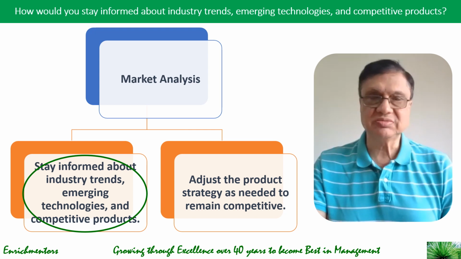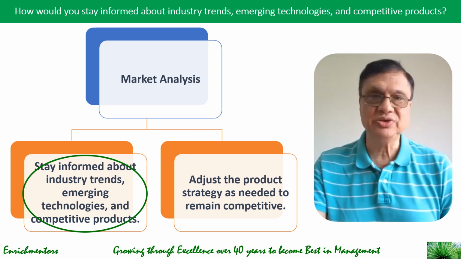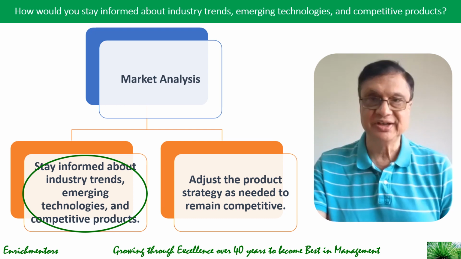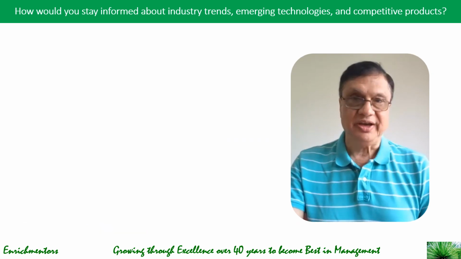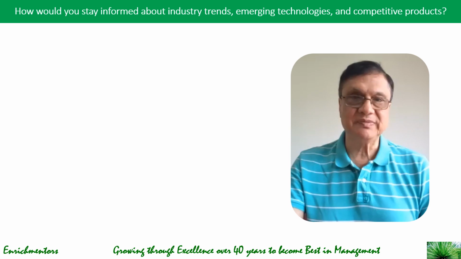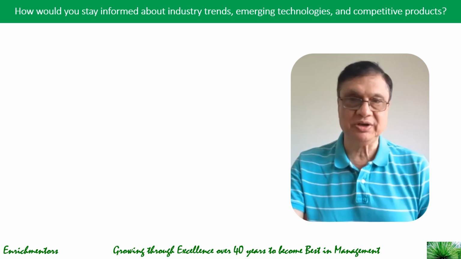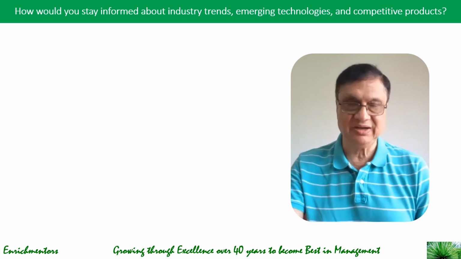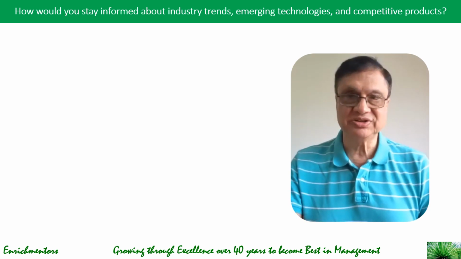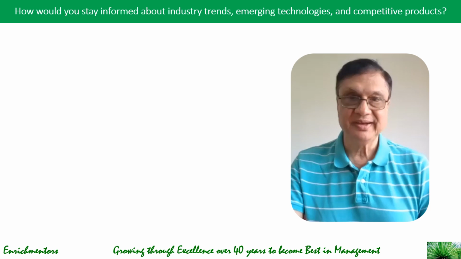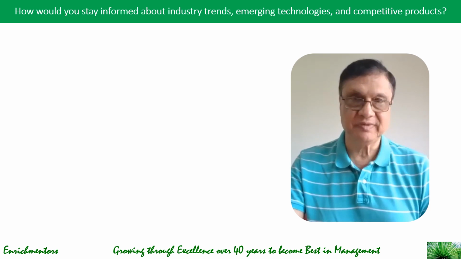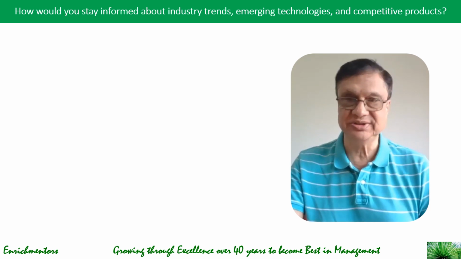So the question is, how can you do this practically? How can you stay informed about the industry trends, the technologies that are emerging, and the products that are competing with you? Any thoughts? Okay, so needless to say, staying informed about these things is important for you as a product manager because that will allow you to make informed decisions and keep your product competitive. And we are going to share with you now a lot of practical tips that you can use to stay informed about the industry trends, emerging technologies, and competitive products.